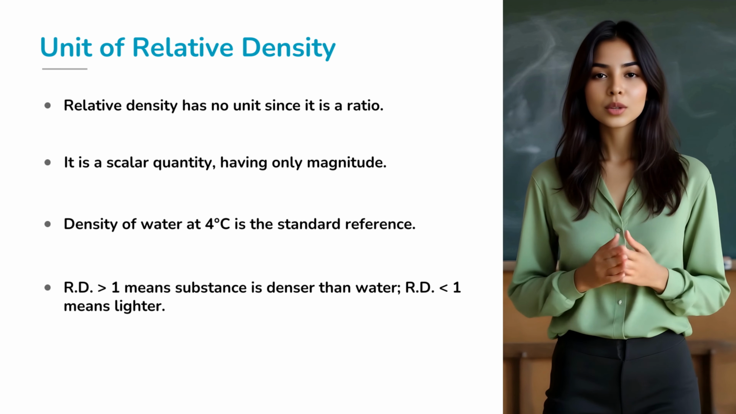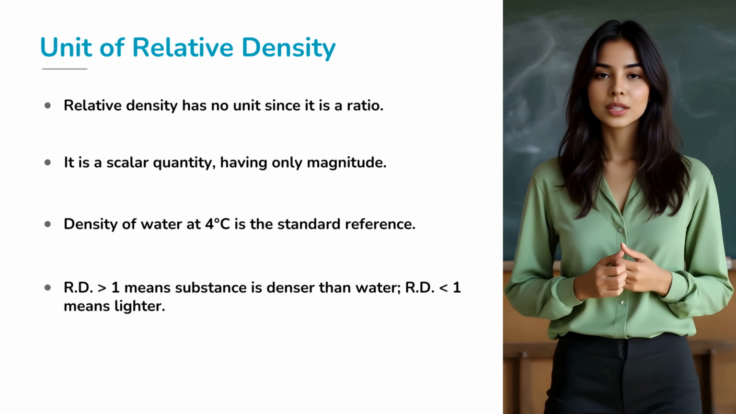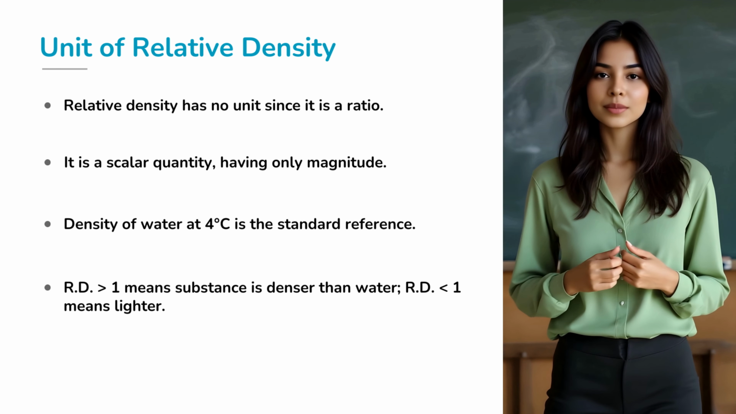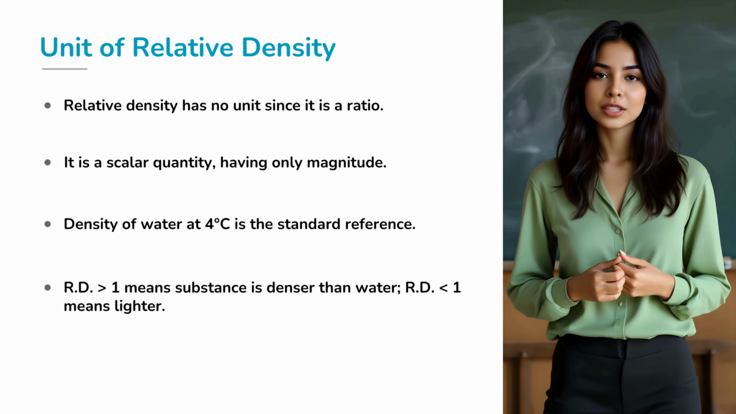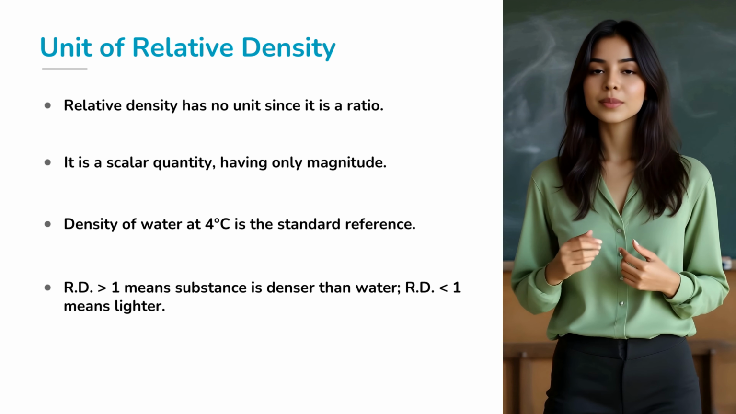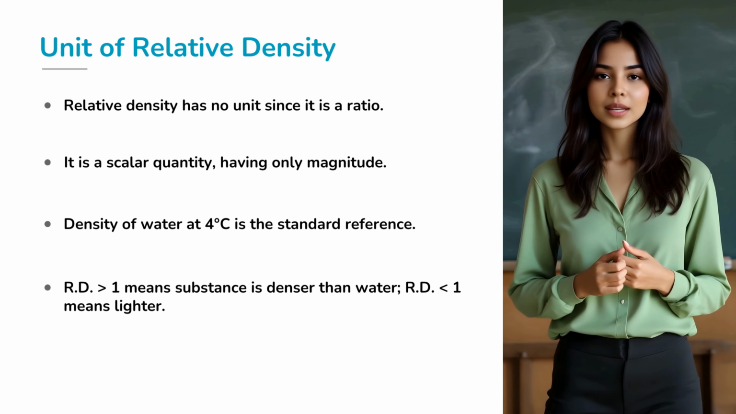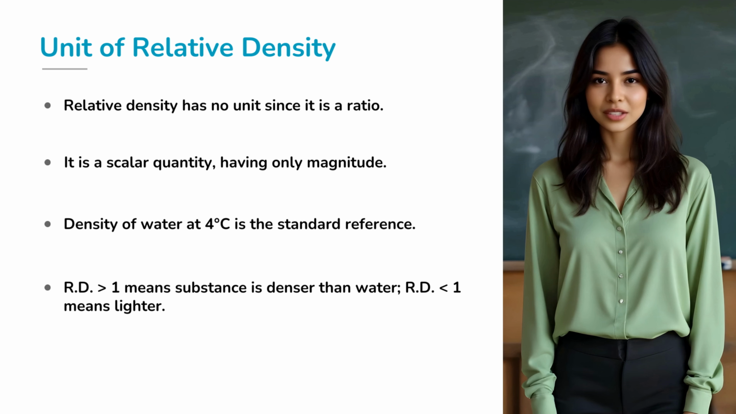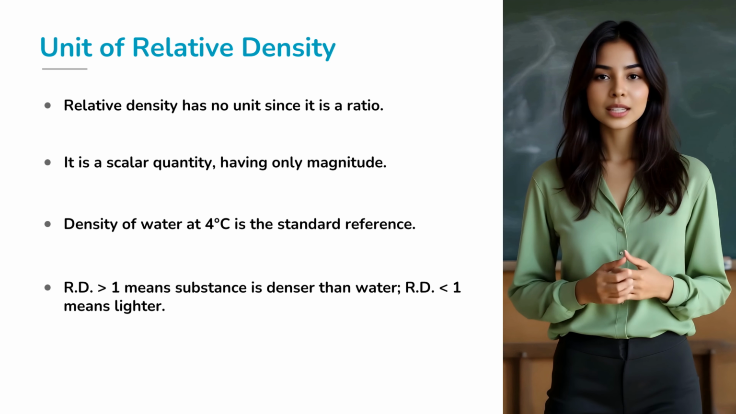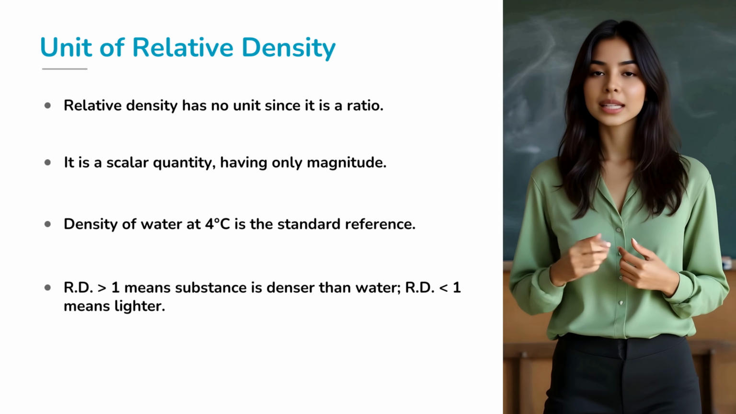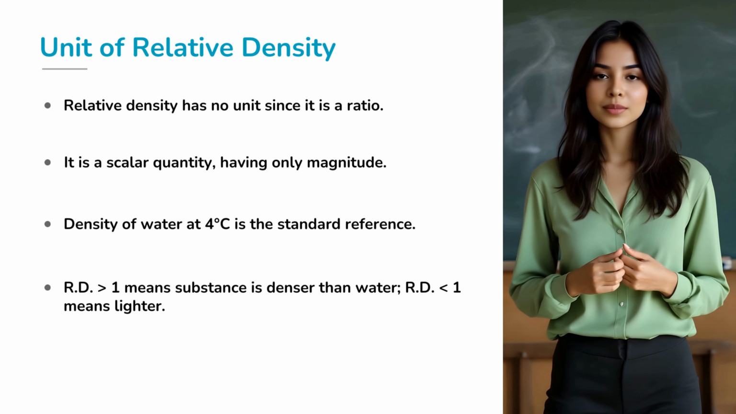Because it is a ratio, relative density has no unit. It is simply a number, a scalar quantity. If the RD of a substance is greater than 1, it is denser than water and will sink. If it's less than 1, it's lighter than water and will float. That's why kerosene floats on water while iron sinks. So the unitless nature of RD makes it very easy to apply in real life.